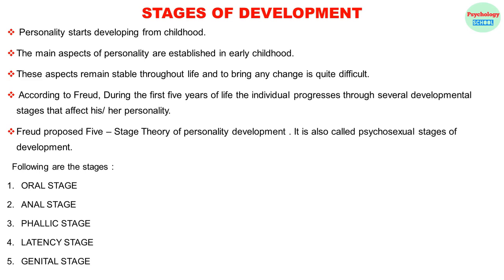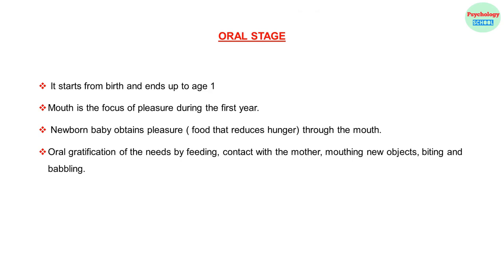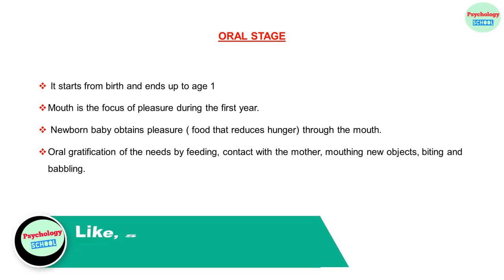So following are the stages: oral stage, anal stage, phallic stage, latency stage, and the last one is genital stage. Now, the first stage is oral stage, which starts from birth and ends up to age 1. So, in this stage, the infant or a newborn baby obtains pleasure through the mouth, and mouth is the focus of pleasure during the first year.